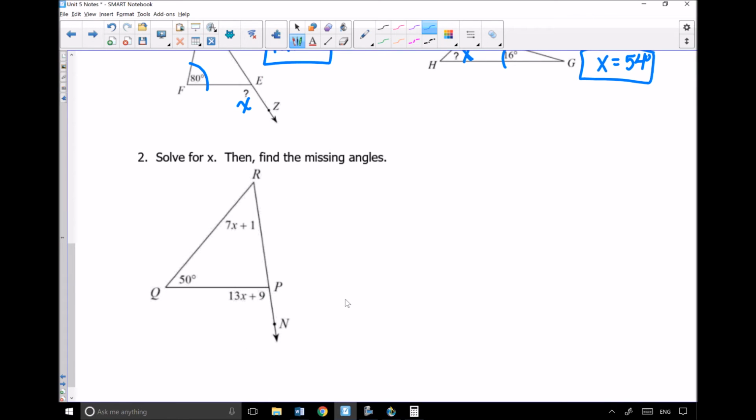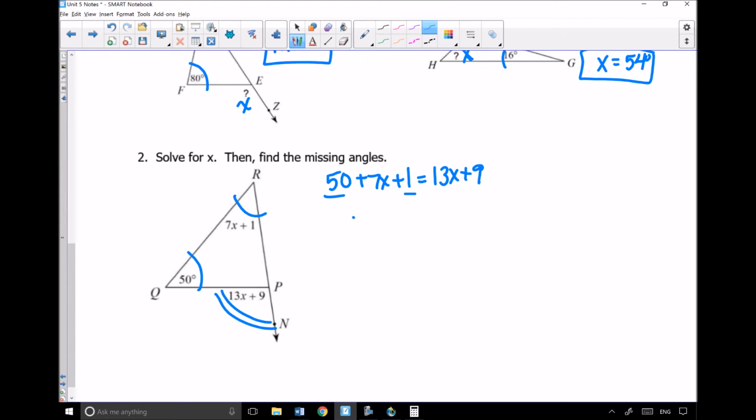So then in number 2, it says solve for x and then find the missing angles. So this time I know a remote interior angle here is 50 degrees. I also know another remote interior angle is 7x plus 1. And I know that if I add those together, it should equal my exterior angle over here, which is 13x plus 9. Okay? So if I were to write this out as an equation, I can say 50 plus 7x plus 1 is going to equal 13x plus 9. And now it's just a basic equation to solve.